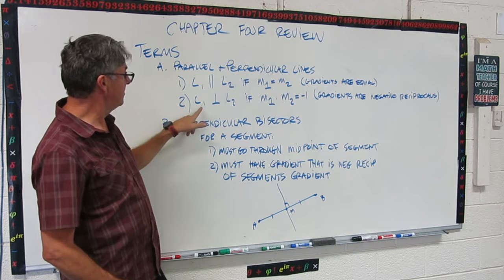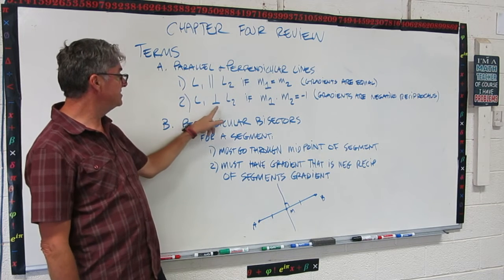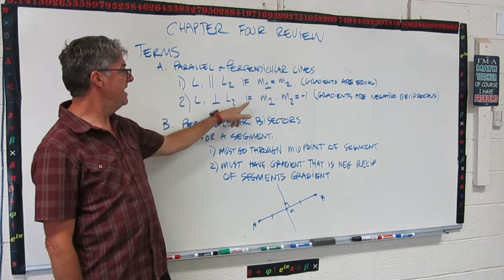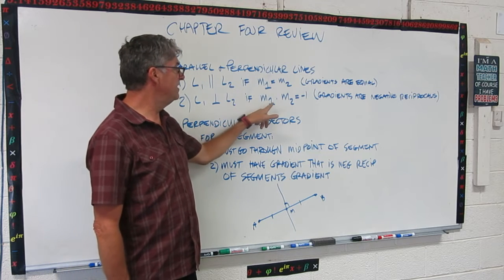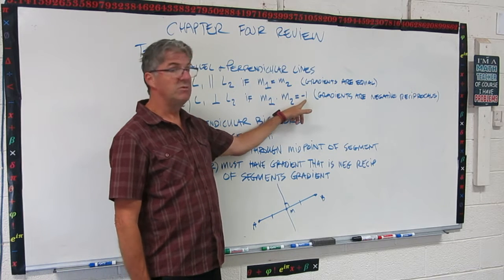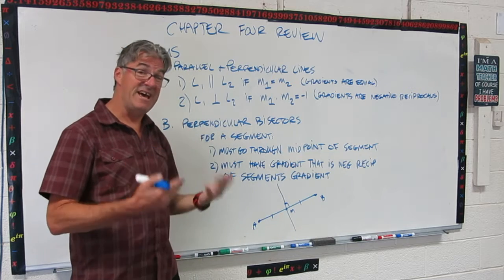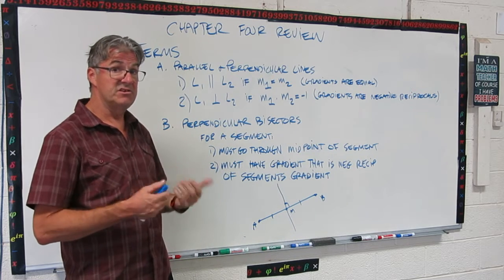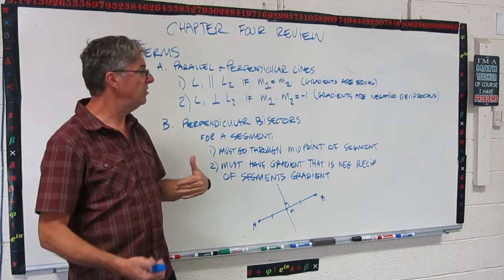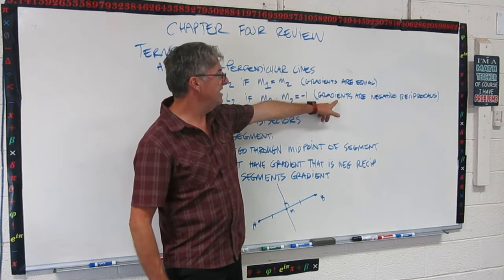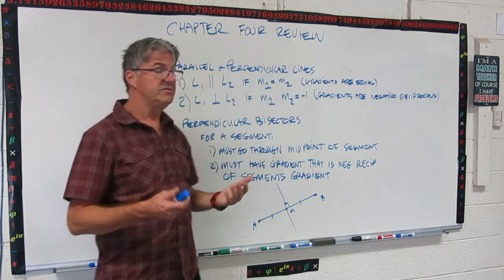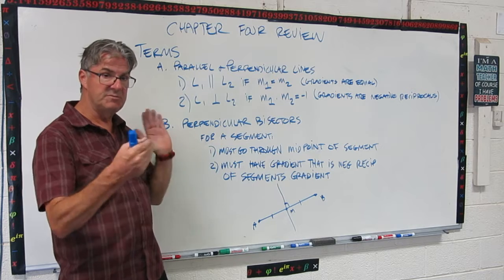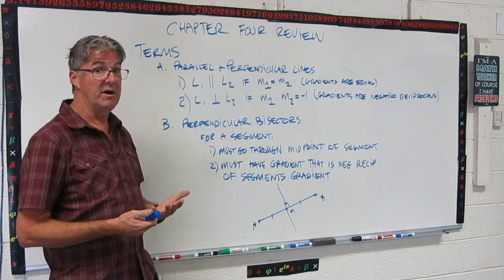Now perpendicular lines, we write that L1 is perpendicular to L2 if the slope of 1 times the slope of 2 equals -1. So that's your test to make sure that your slopes are related by the negative reciprocal, which of course is what I put here. Gradients are negative reciprocals. So you can always test it. If you have those 2 slopes, multiply them together, you should get -1.